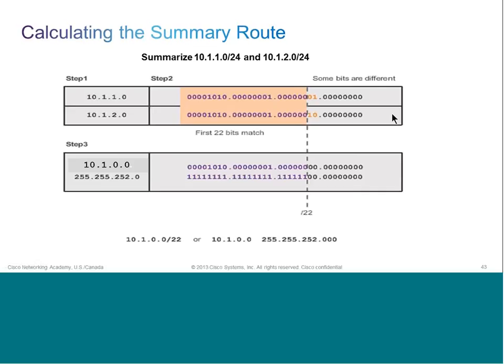So they're listed in binary format. Step 2, count the number of far left matching bits to determine the mask for the summary route. As highlighted, the first 22 far left matching bits match. So if we start looking at matching bits, the matching bits would stop right here. Right here, they are different.